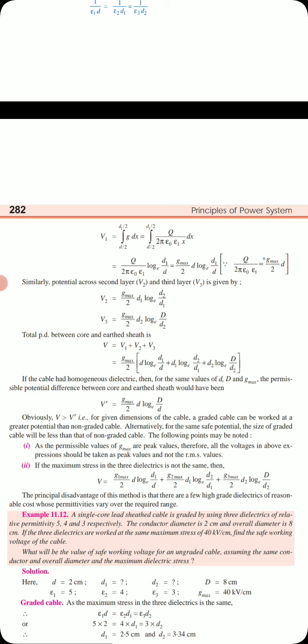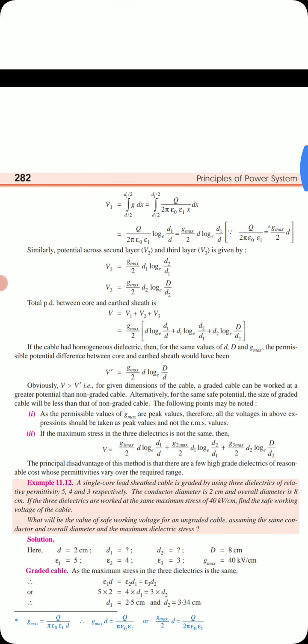The points to be noted are: as the permissible values of g max are peak values, all the voltages in the above expressions should be taken as peak values and not RMS values. And if the maximum stress in the three dielectrics is not the same, then V is equal to g1 max by 2 d log e d1 by d.